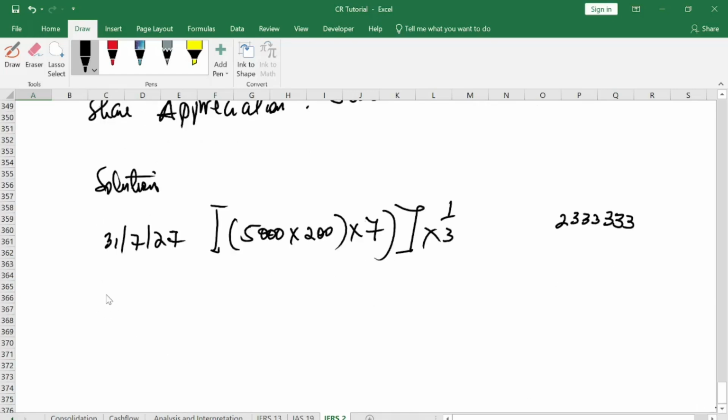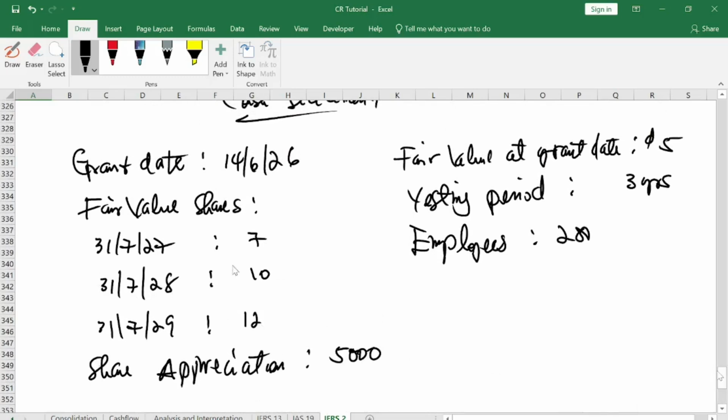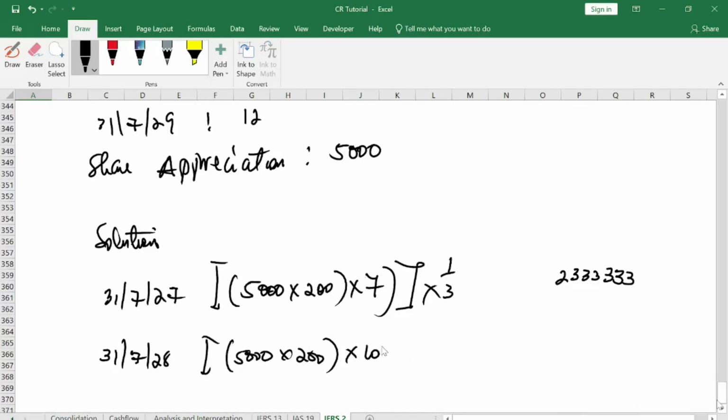Then you come to year 2. So you have 5,000 shares appreciation, 200 workers. Look out for the next fair value of the share, which is 10. So you have it on 10, and you weight it. Okay, so this one you will have.